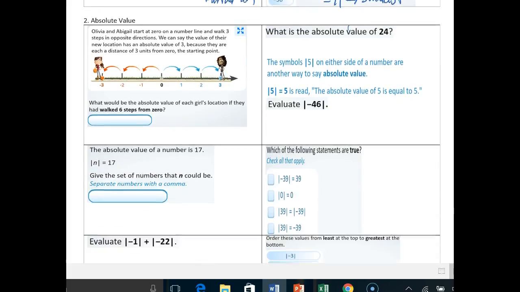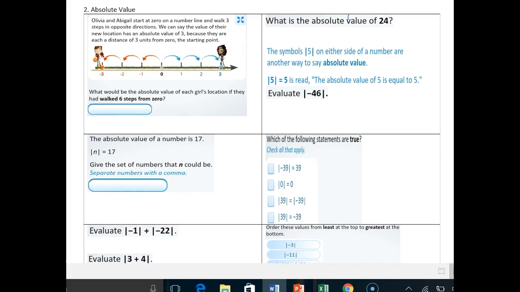Now, some of you might have done the second one, absolute value, yesterday. That was because of a mistake. I shouldn't have assigned that to you. I'm sorry. We didn't even talk absolute value. So let's talk about absolute value. Remember, absolute value is simply the distance from 0. And we know that absolute value can only be positive. There's no such thing as negative distance from 0.